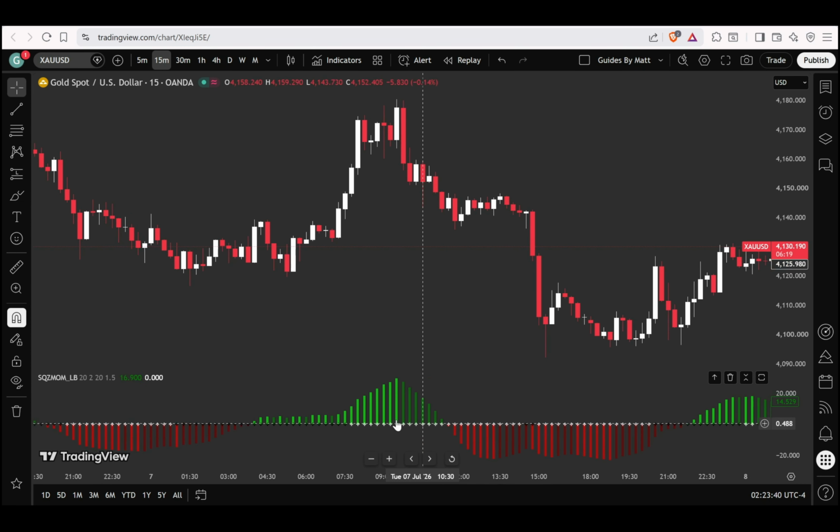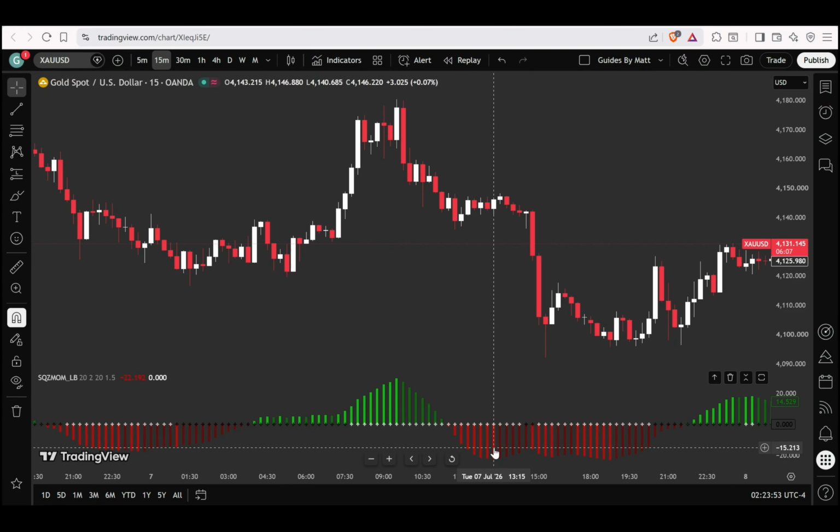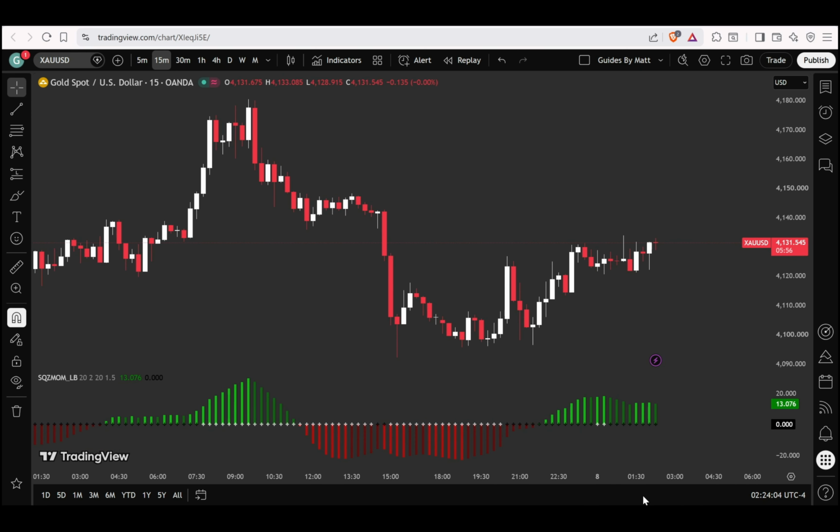Positive momentum is plotted above the zero line, with lime green bars showing increasing upward momentum and dark green bars showing fading upward momentum. Negative momentum is plotted below the zero line, with red bars showing increasing downward momentum and maroon bars showing fading downward momentum. You observe the transition from black crosses to gray crosses while noting the color and direction of the histogram to understand the market's current phase.